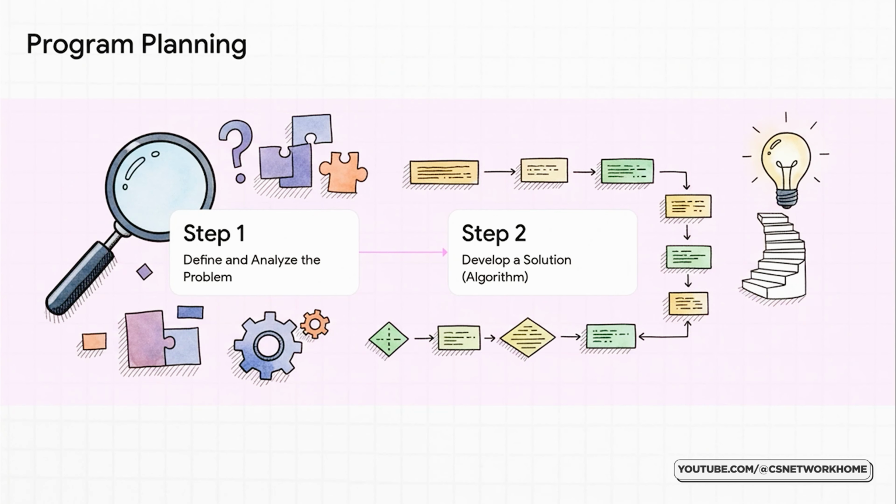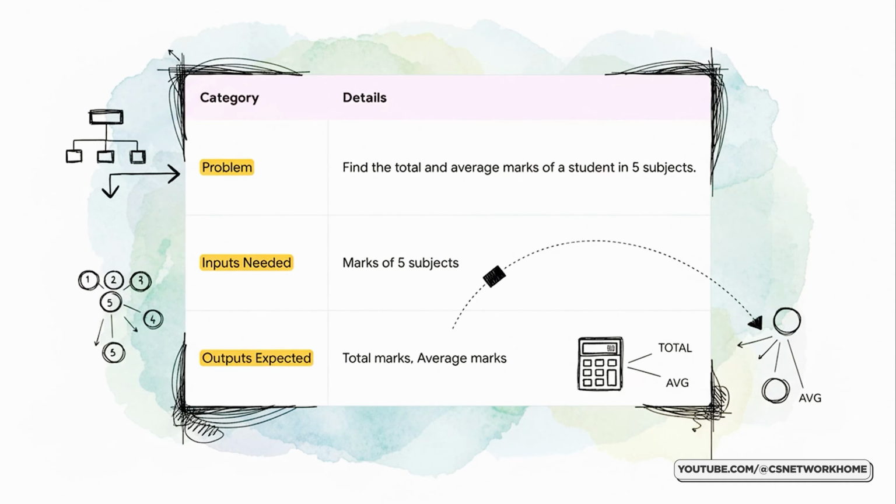And check this out. This is how you actually do that first step. For this simple problem, you just ask yourself, what information do I need to start? Those are your inputs. In this case, the marks for 5 subjects. Then you ask, what do I need to get at the end? Those are your outputs, the total marks and the average. See?